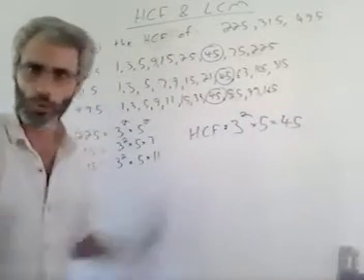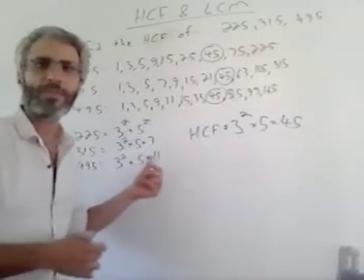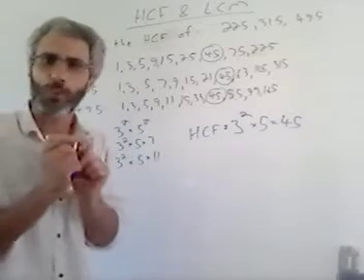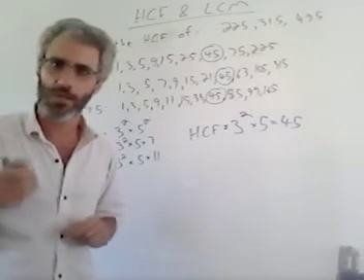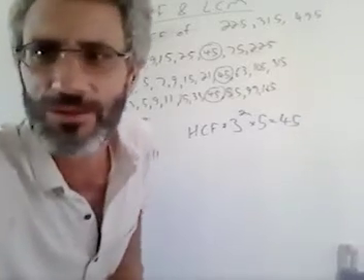Okay, so to recap the highest common factor, we're looking for all the prime factors that appear in all of them, and the exponent will be the one that is the lowest. Okay, I'm going to pause here and we'll go to lowest common multiple.